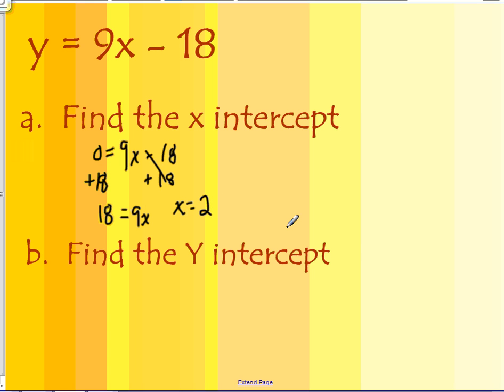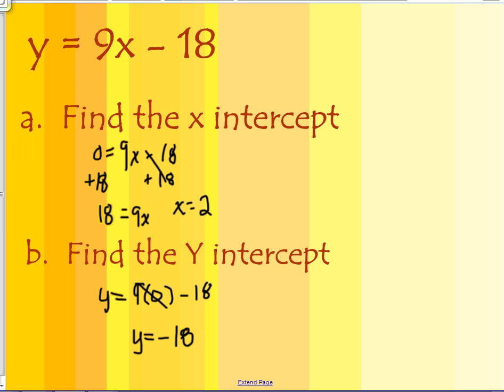All right, my next problem says find the y-intercept. So I'm going to do the same thing, only I'm going to plug 0 in for x. So I'm going to have y equals 9 times 0 minus 18. That goes away, and I'm left with y equals negative 18.